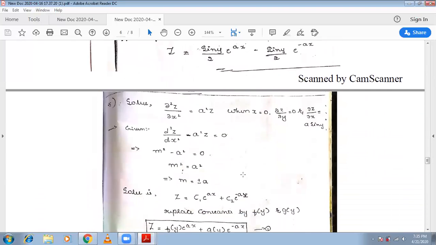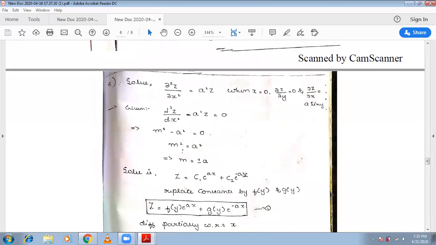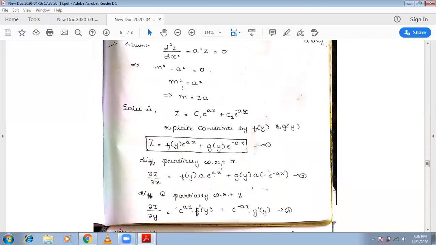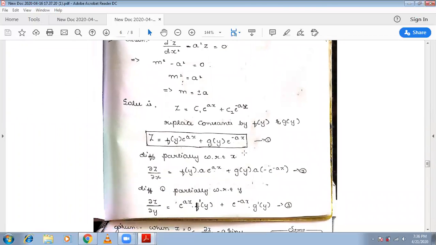See the fifth problem. Similar to the previous problem, the fourth problem, but here the conditions are different. They have given x is equal to 0, del z by del y is equal to 0, and del z by del x is equal to a sin y. So here we have to find z with respect to y partially, z with respect to x partially, del z by del y and del z by del x. Same steps here. This is the solution.